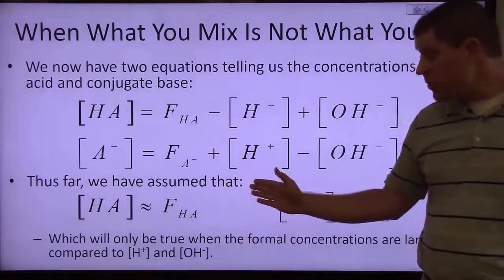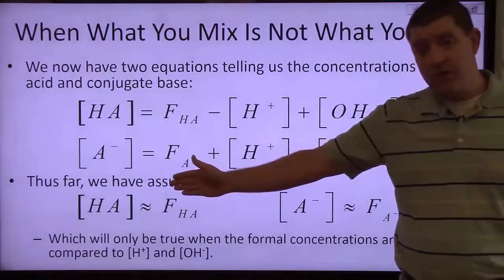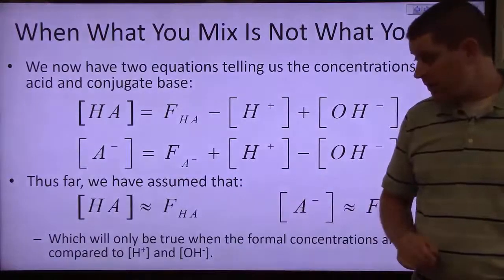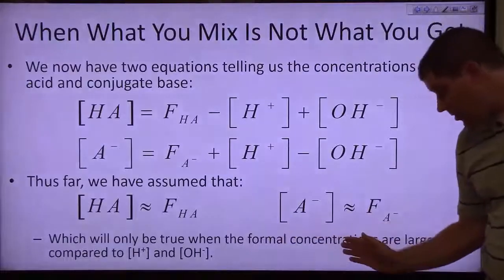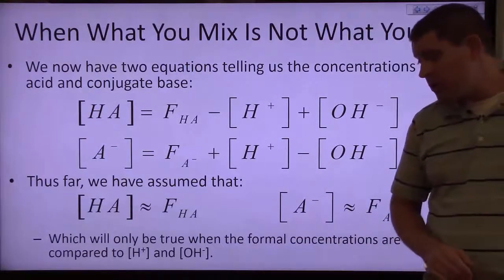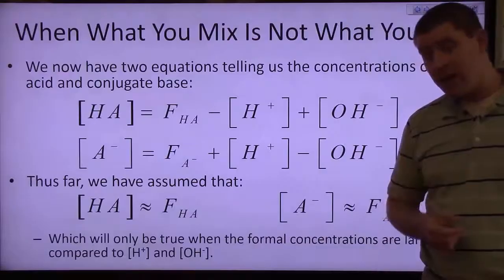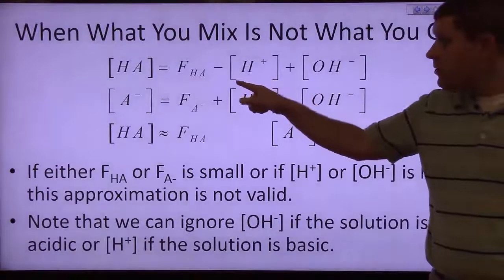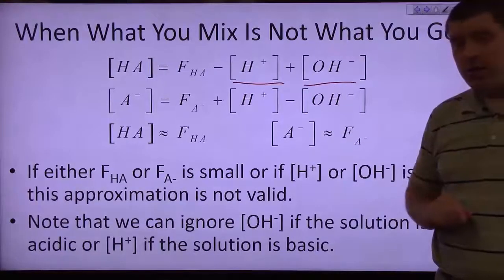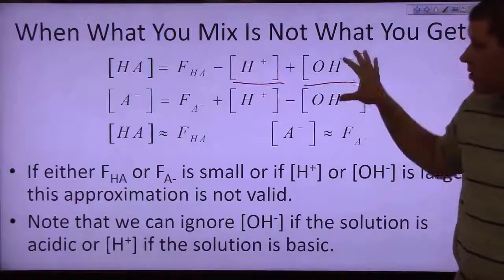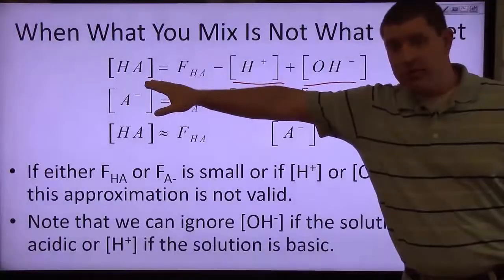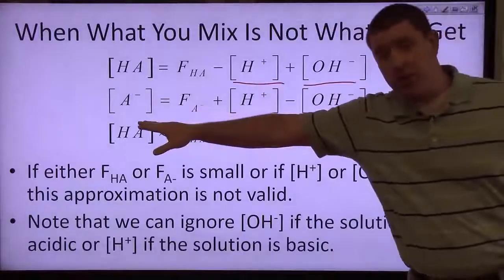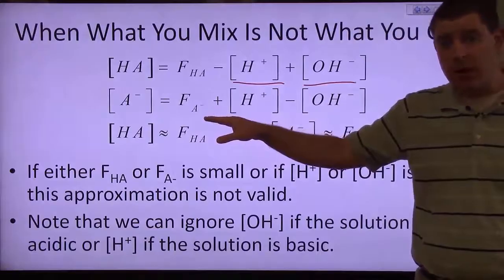Thus far, we've assumed that the concentration of HA is pretty close to the formal concentration of HA, which will only be true when the formal concentrations are large compared to the concentration of hydrogen ion and hydroxide ion. That is, we've got these two equations. As long as the hydrogen ion concentration and the hydroxide ion concentration are small, then these terms drop out and the concentration of HA is approximately the same as the formal concentration of HA, and the concentration of A minus is approximately the same as the formal concentration of A minus.